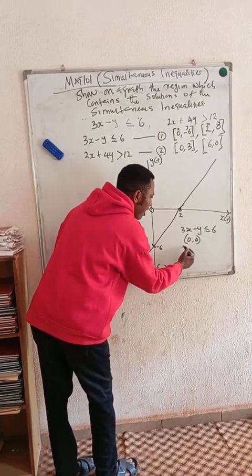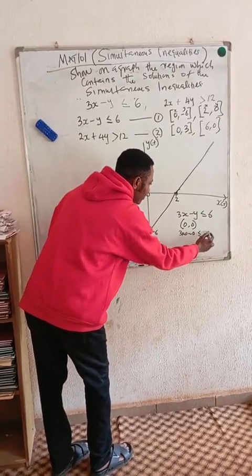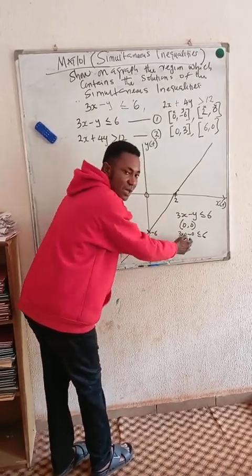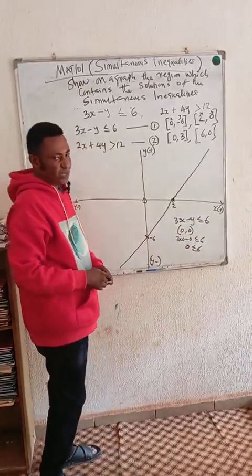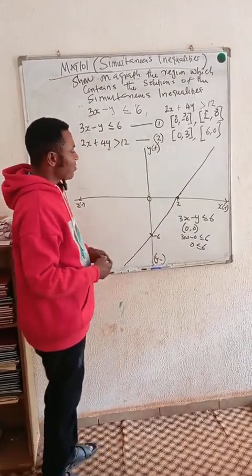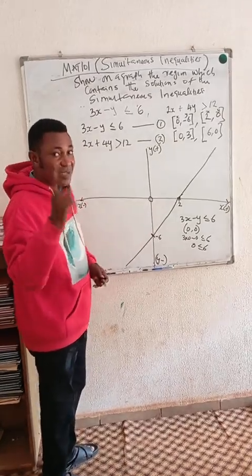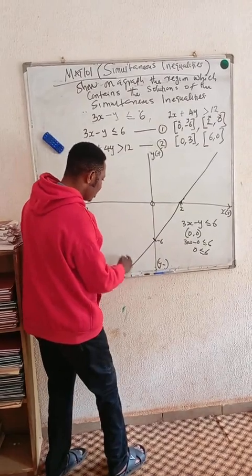Put x to be 0, we have 3 multiplied by 0. Put y to be 0, 0. 3 times 0, 0. 0 minus 0, 0. So is 0 less than or equal to 6? Of course, yes. 0 is less than 6. Because 0 is less than 6, the origin is included. That is why I'm going to be shading here.